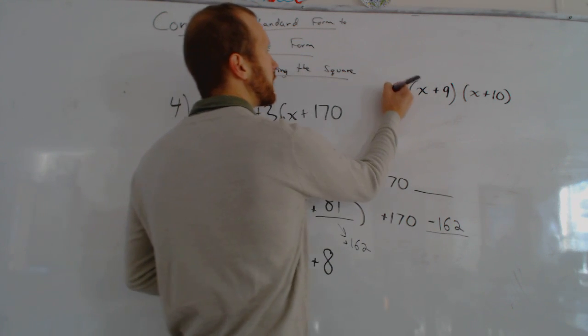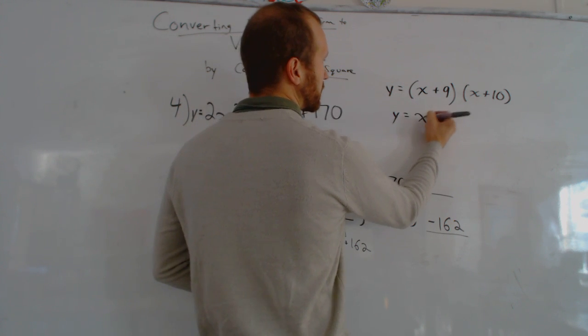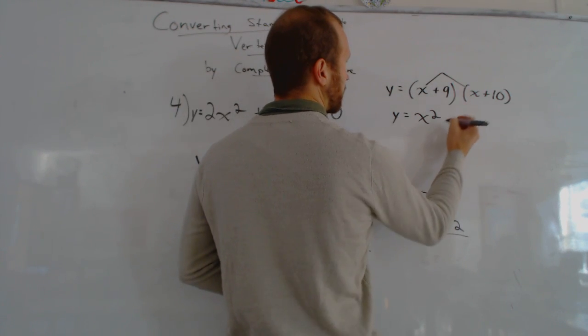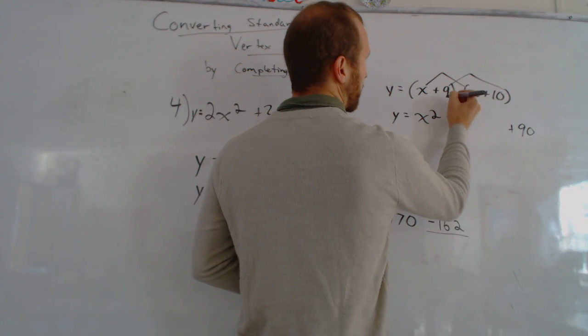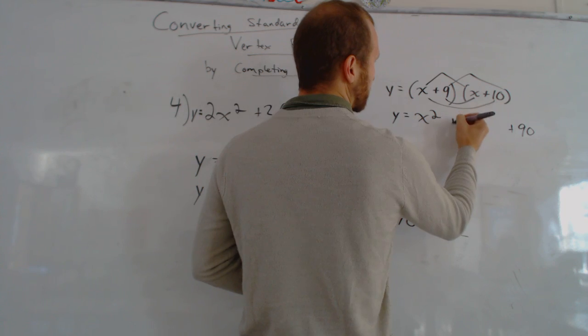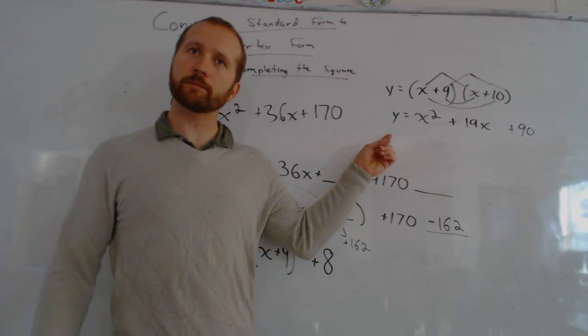If it's y equals, yeah, you would just FOIL that out, right? We would know that's y equals x squared plus 90, and then we've got 9x plus 10x, so we've got 19x. And then you can convert that.